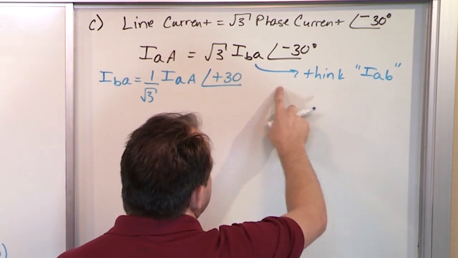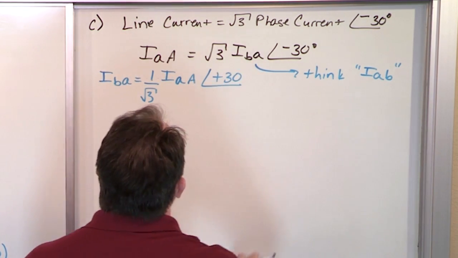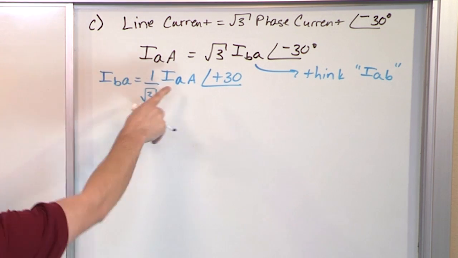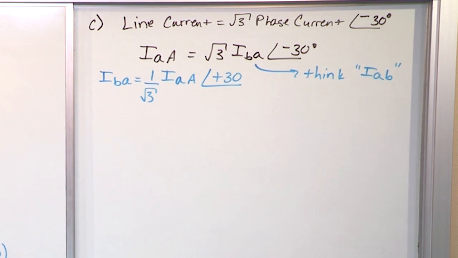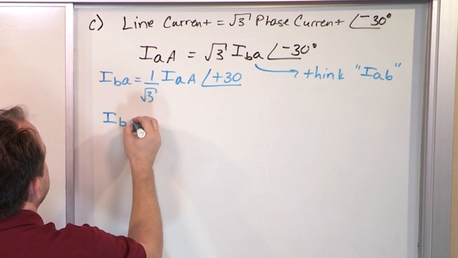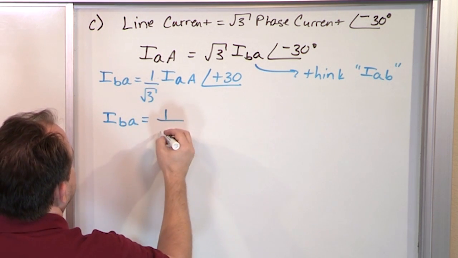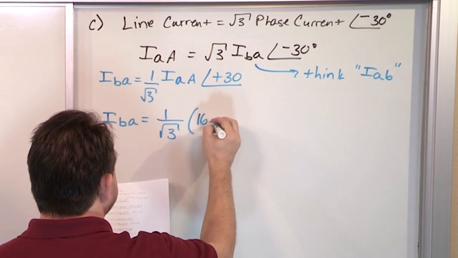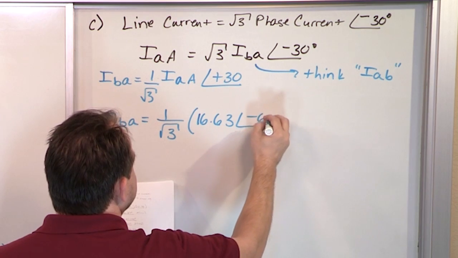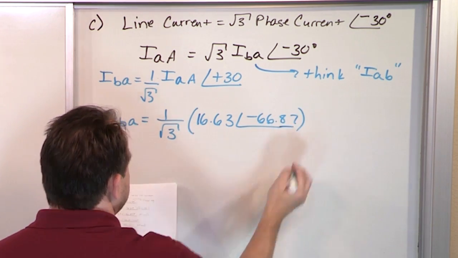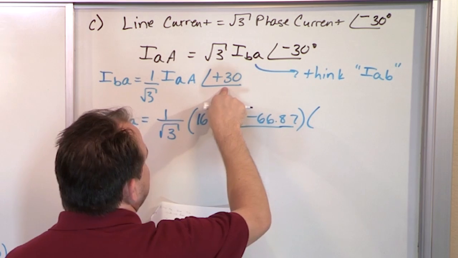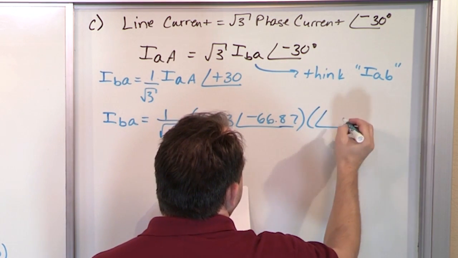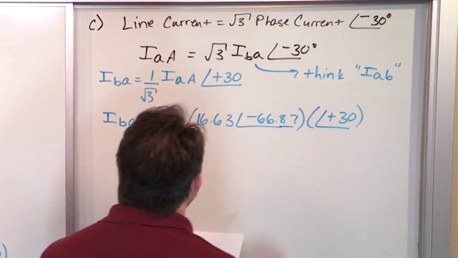So this is what goes in the equation, but in your mind, you can think, oh, this is A phase, AB, okay? So the next thing we're going to do is plug in the value of IAA, the line current that we calculated here, 16.63, and an angle of negative 66.87. So we will say IBA, the A phase current, is 1 over the square root of 3 times 16.63 angle negative 66.87, all right? And then we're going to shift it by positive 30, just like we talked about here. So I'm just going to write it as positive 30 inside here.